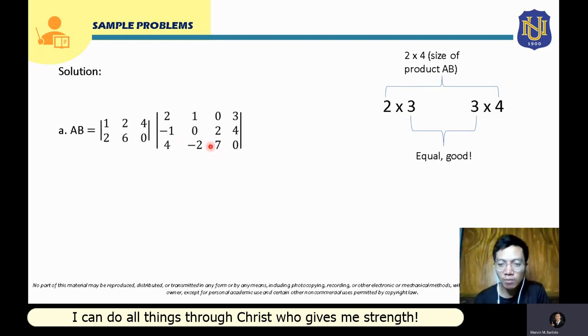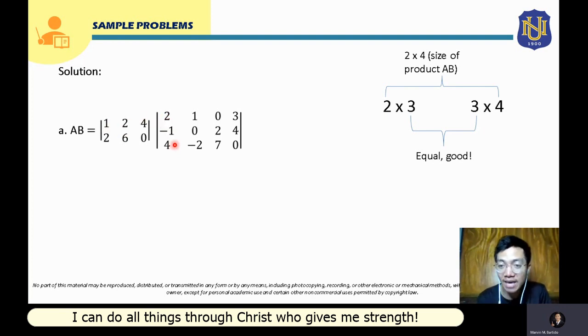Okay, so let's start multiplying. This is the rule for multiplication of matrices. You have to multiply the first row of the first matrix to the first column of the second matrix. That will be your first element, located in the first row and first column. So this will just be 1 times 2, and then 2 times negative 1, and then 4 times 4.